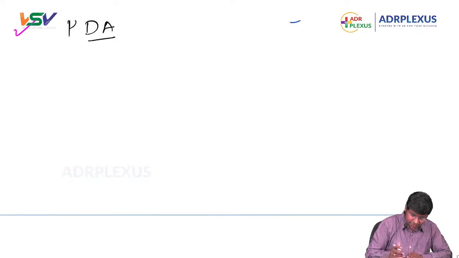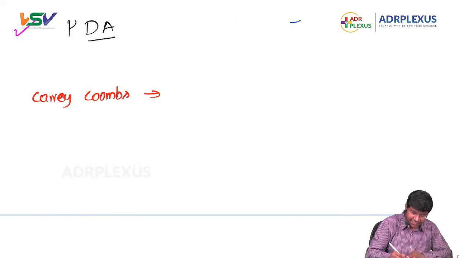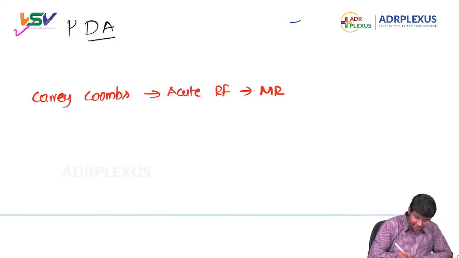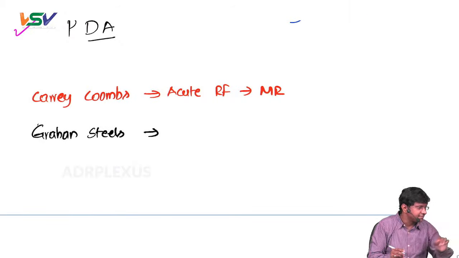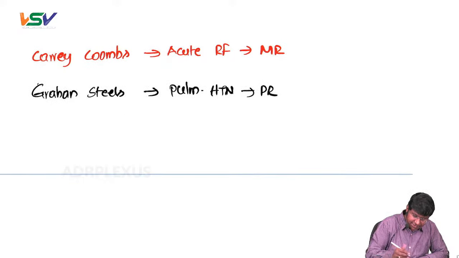Okay. So tell me, where do you have the presence of the Carey-Coombs murmur? Very good. That is acute rheumatic fever causing MR. There you will have Carey-Coombs murmur. Okay. Next is Graham-Steell's murmur. Tell me, where do you have Graham-Steell's murmur? Yes, very good. The Graham-Steell's murmur is observed in pulmonary hypertension causing pulmonary regurgitation.